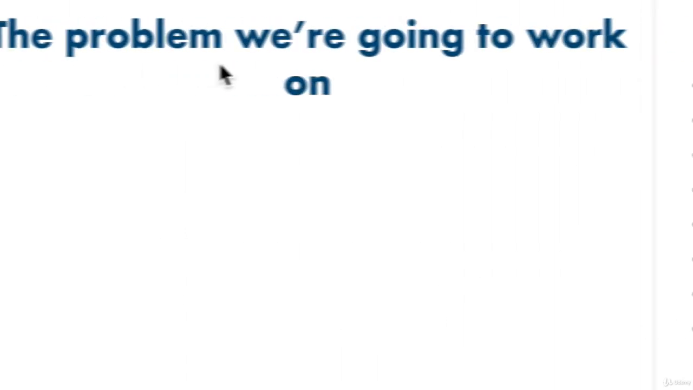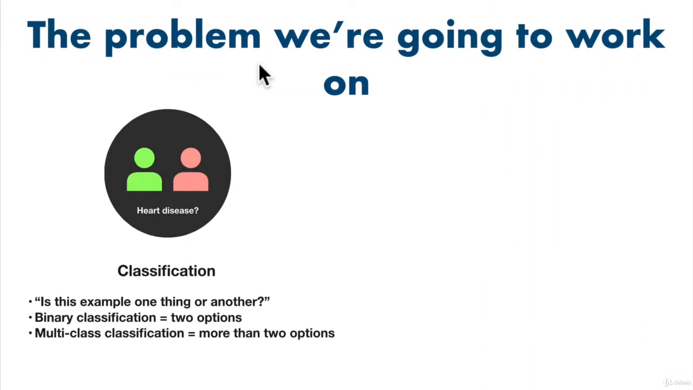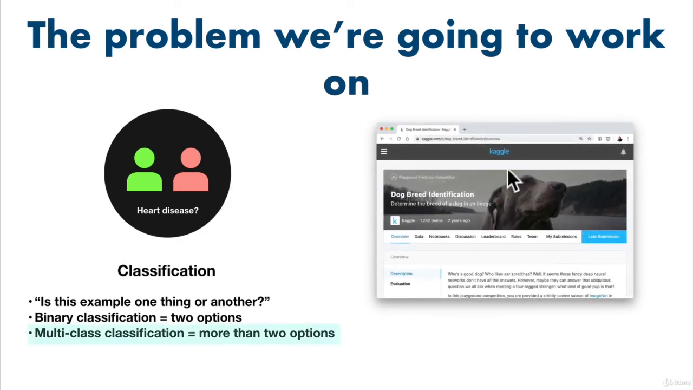Now, what is the problem we're going to work on? It's a classification problem, and it's the Kaggle dog breed identification problem. So determine the breed of a dog in an image. And now this kind of problem is multi-class classification. So that means there are more than two options, but we'll have a look at this shortly.